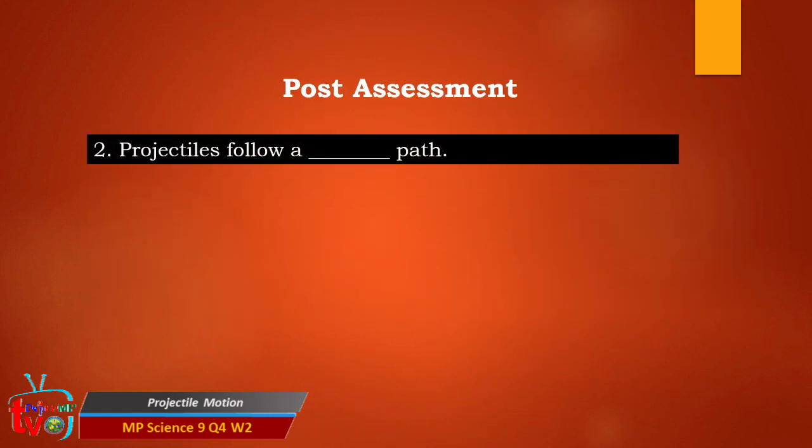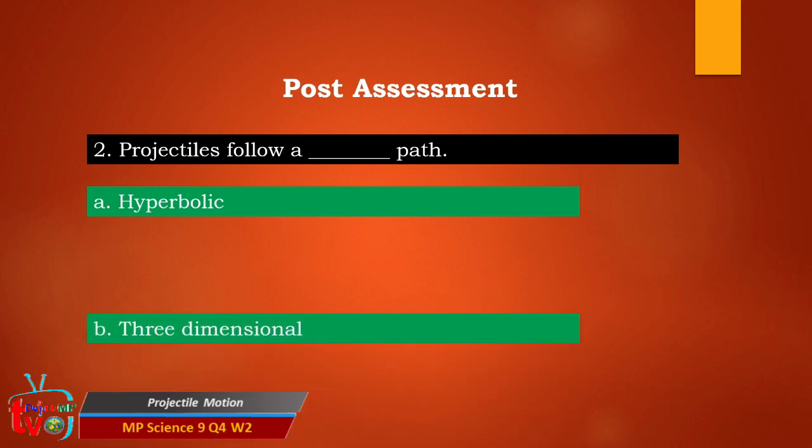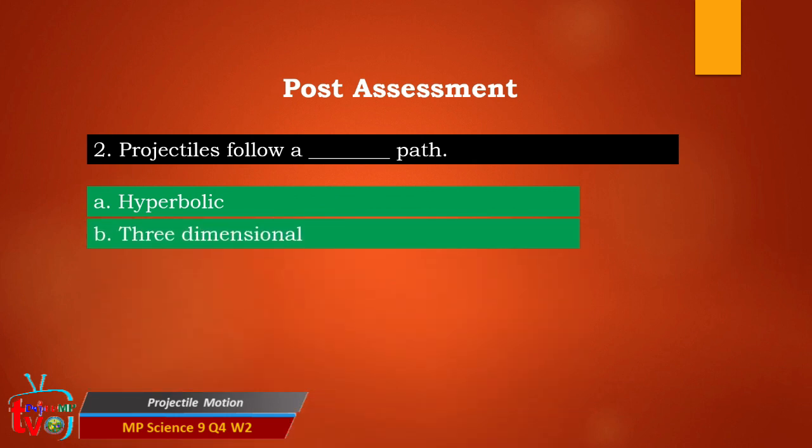Number 2. Projectiles follow a blank path. A. Hyperbolic. B. Three-dimensional. C. Parabola. D. Vertical. Go.